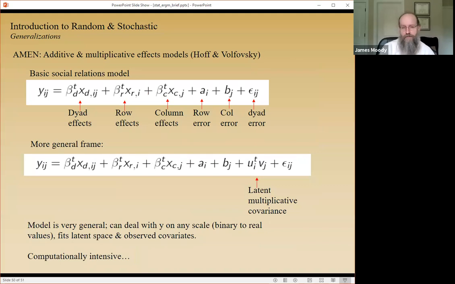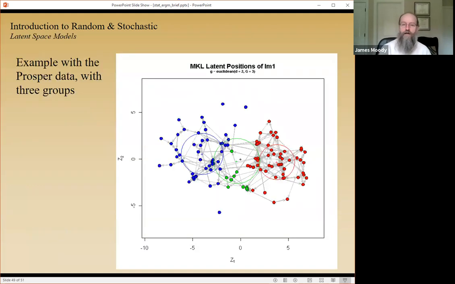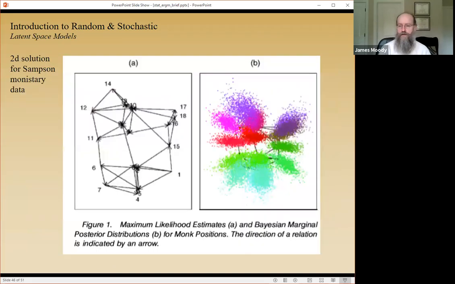The final class of models in this set are called the AMEN models, or the additive and multiplicative effects models. And this is by Peter Hoff and Alex Wolfowski. And these models do exactly what I told you before. You have row effects, column effects, and dyad effects. But then you also add this thing at the end called the latent multiplicative covariance. And this is a way of adding different types of latent spaces to the exact same model. And so this is the most general form of all these other models that I've talked about thus far.